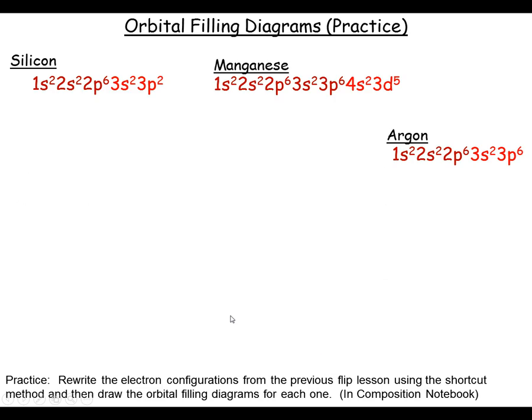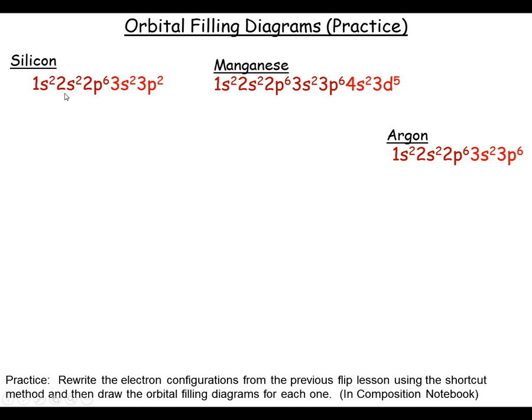So here's some practice. I highly recommend that you actually shut off the flip lesson right now, or just pause it and see if you can do these yourself in your comp book. But we have silicon, manganese, and argon. Boy, those should start ringing a bell after a while because I showed you the Bohr electron configurations on these earlier. So for silicon, the first thing you might want to do is pause the flip lesson at this time, see if you can do them yourself. And now I'll give you the answers to what we have here.